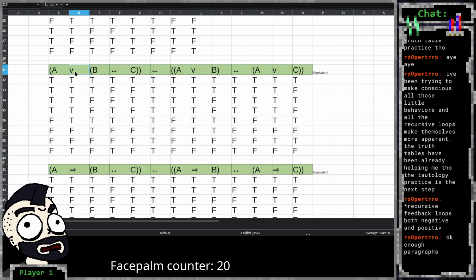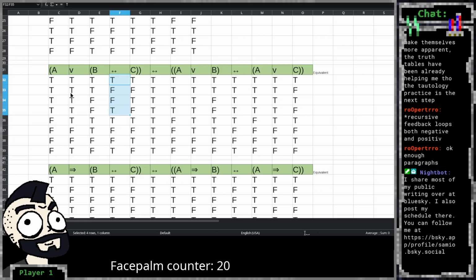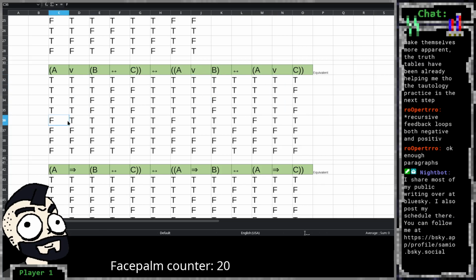So this disjunction will be true always in the first 4 rows, because A is true in the first 4 rows. So I don't even need to look at this. It's just true, true, true. And this, the remaining 4 rows, will only be true when B if and only if C are true. So the first 4 rows copy the structure of A, and the bottom 4 rows copy the structure of B if and only if C.